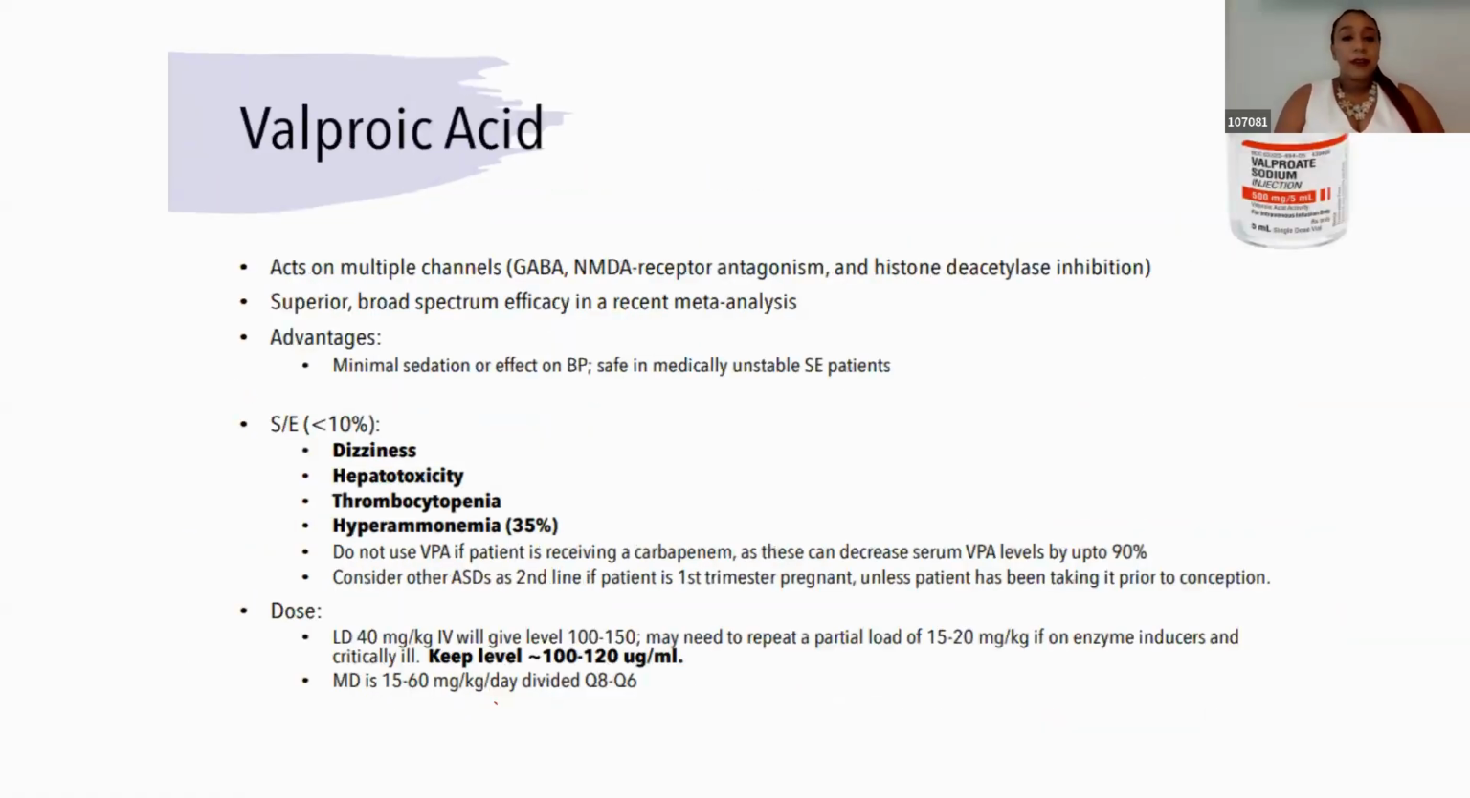And then we have valproic acid. Again, really such a great drug with side effects that we need to keep in mind. It acts on multiple channels, GABA, NMDA, histone deacetylase inhibition. It has a broad spectrum, and based on the meta-analysis, compared to all five, it's superior. Side effects, again, dizziness, hepatotoxicity, thrombocytopenia, hyperammonemia. I would really avoid it in patients with liver failure and alcoholics and things like that. Load 40 milligrams per kilogram, and you can always give a partial load here.